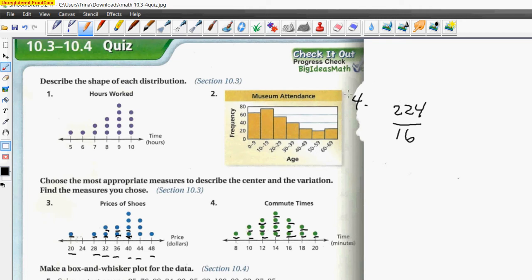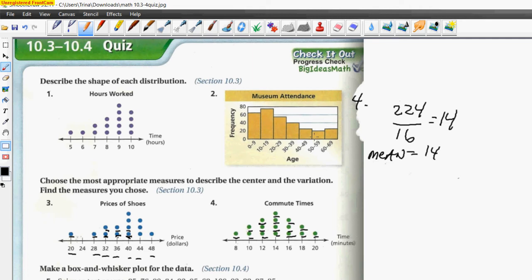So when we do this, we're going to divide 16 into 224. And what do we come up with? You got it. The answer is 14. All right? So what does the 14 represent? You got it. I am so impressed with you all. The mean, that's what it is. So the mean equals 14.